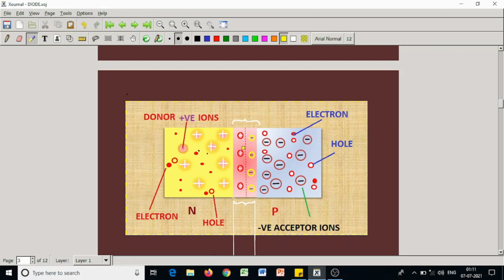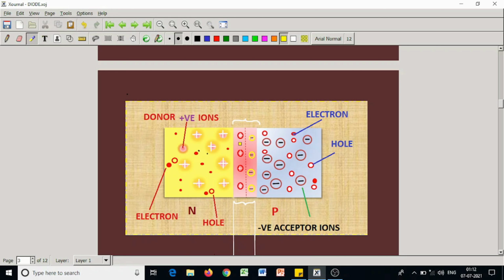At the junction, this is the junction of N side and P side. At the junction, when the electrons flow from N side to P side, it leaves a positive donor ion behind it. In a similar fashion, when a hole moves in this direction, it leaves behind a negative acceptor ion.